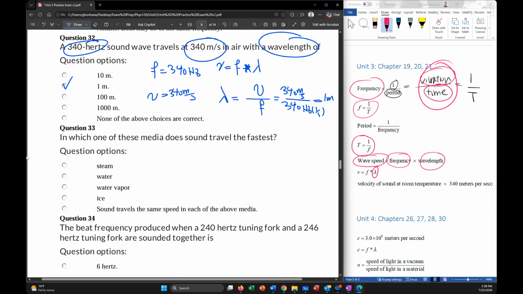So definitely a dense material can help sound travel fast. Here, ice is more dense than water, steam and water vapor. So ice is a good option to move the sound.